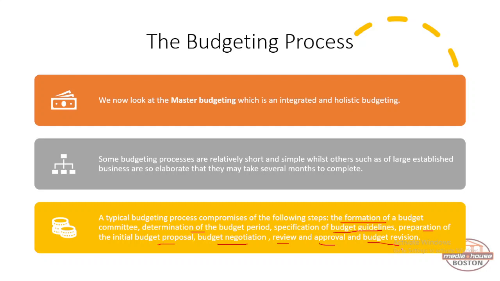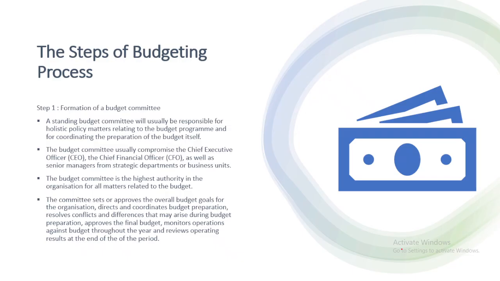So those are the budgeting processes that we are going to talk about today, that lead to the preparation of a master budget. So here are the steps of the budgeting process. We're going to take a look at step number 1, formation of a budget committee.